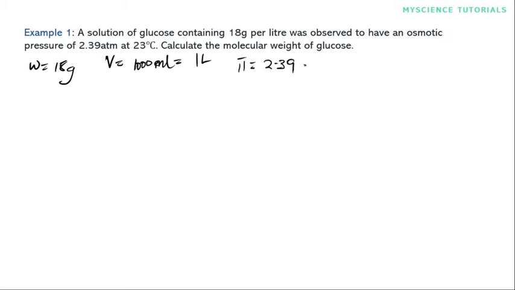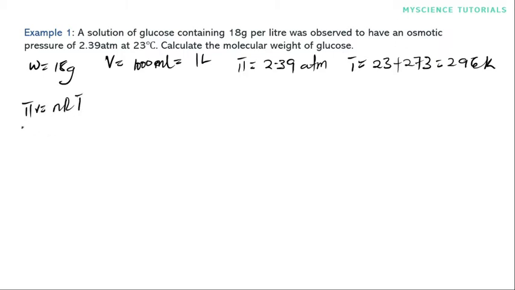Our osmotic pressure pi is 2.39 atm, and our temperature is 23 degrees Celsius, so we need to add 273 to it to get it in Kelvin, which gives 296 Kelvin. Now that we have all the parameters we need, we just need to put in the formula for the molecular mass calculation from the equation pi V equals nRT.